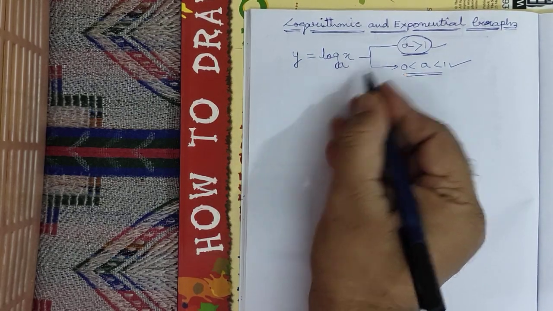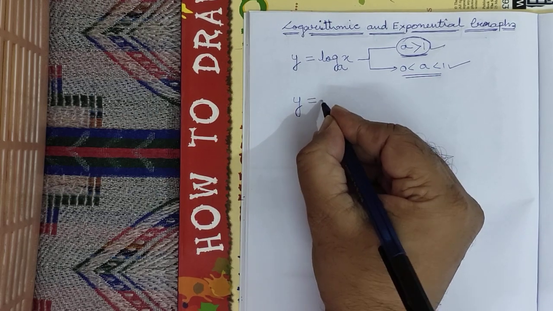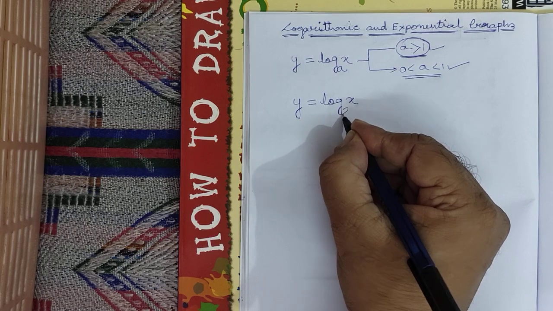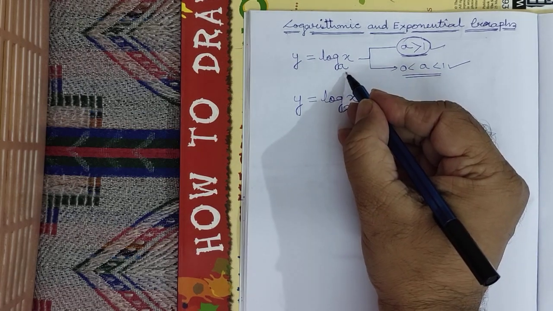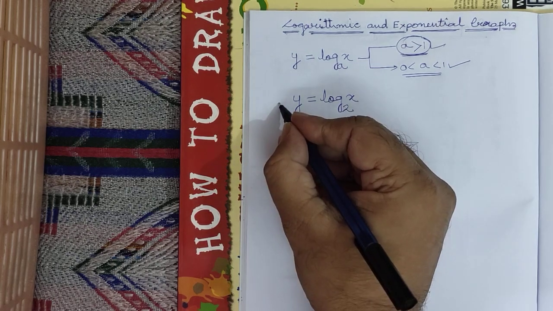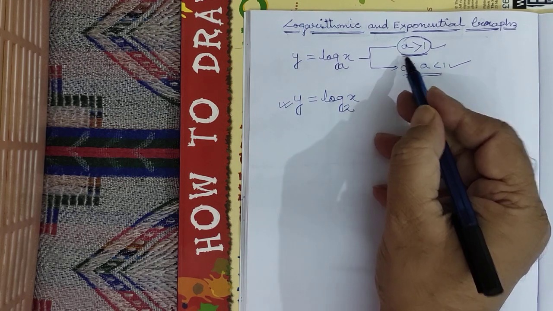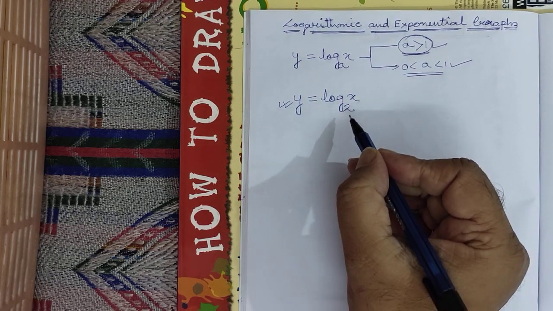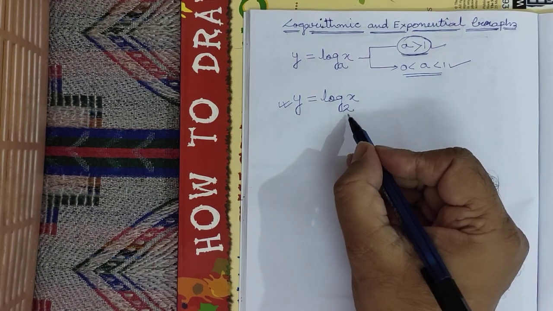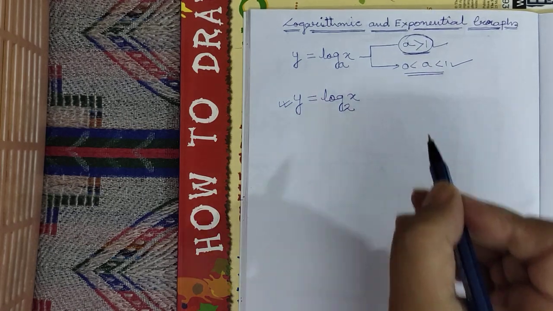To understand this, I will take a small example. Say y equal to log x base 2. I have taken a base which is more than 1. Any base you take which is greater than 1, you will find the same behavior of the graph. Even if it is base 3, 4, 5, whatever base you take which is more than 1, the graph behavior will be the same.